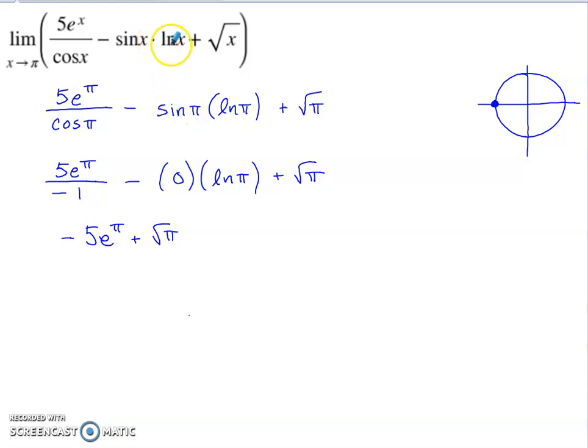I'm going to multiply that together with the limit of natural log of x as x approaches pi. And then I'm going to add on to that the square root of pi. So I'm essentially just putting pi in place of all of these x's. And honestly, when you're evaluating limits analytically, that should be your first step. And what you hope happens doesn't always happen.